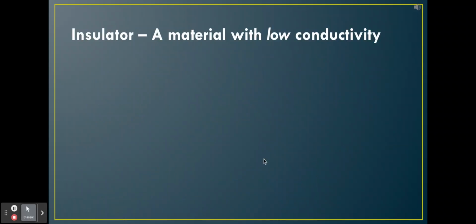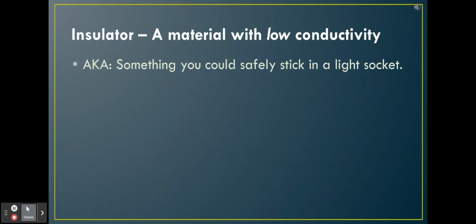So an insulator is a material with low conductivity. This is something you could safely stick in a light socket. You can stick a plastic fork in a light socket. You'll be fine. All right. In fact, that's why I cover all of my sockets with these little plastic things, since I have a young child, right? Because that's safe. I'm not going to get electricity passing through there.